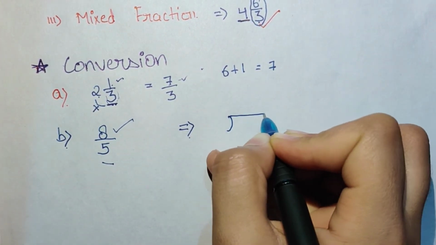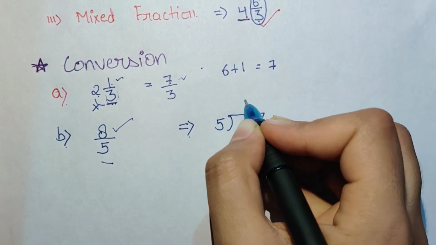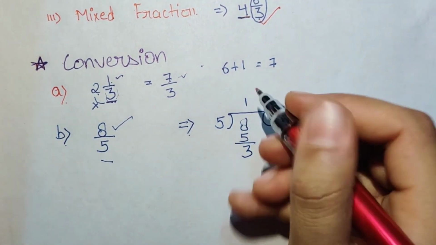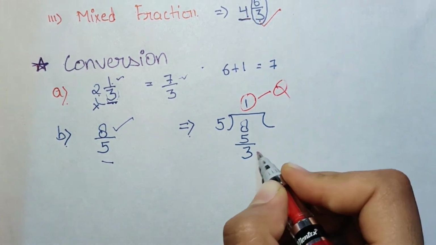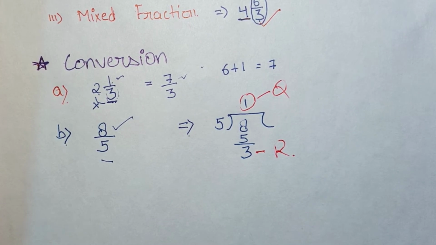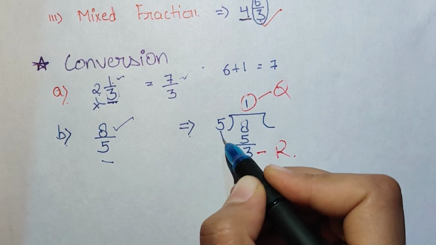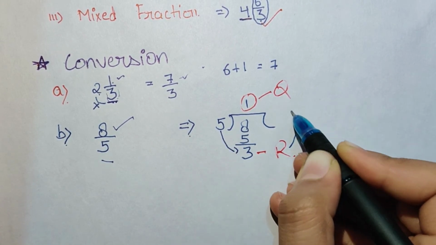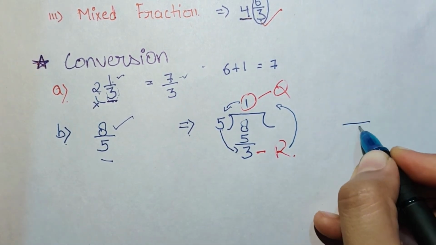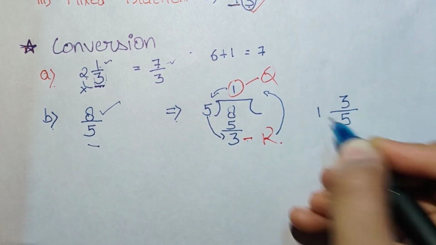We'll perform division, simple division which we always perform. 5 1s are 5, 3. Now in this, 1 is quotient and 3 is remainder. Now how to write this into mixed fraction? There is a very simple method. We will rotate it like this. 5 will come downside. This 3 will go here and 1 will come here.